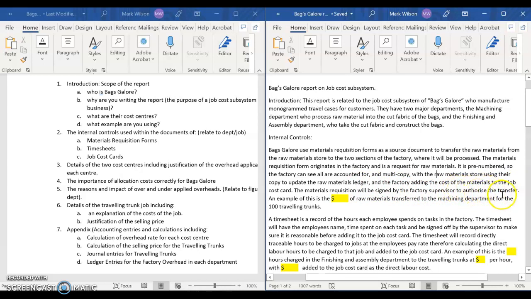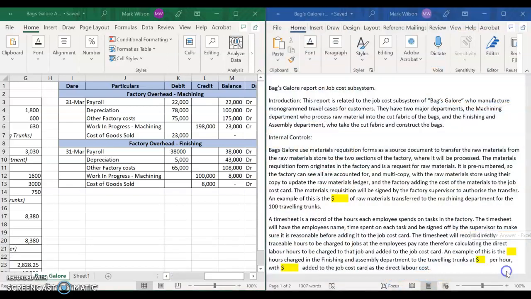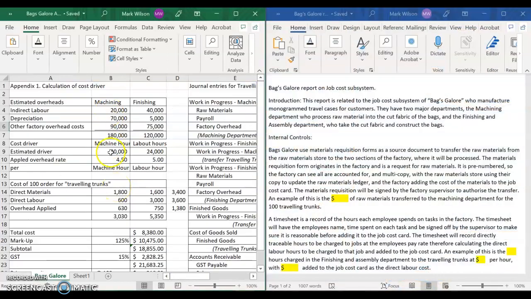All right, so that authorises, the merit part. And then you need, for a merit, you need a number in there. So if you go to your Bags Galore, you'll see that for travelling trunks, there's 1,800 that's been transferred to the machining department. So that figure will go in here. All right, so that's the first part.